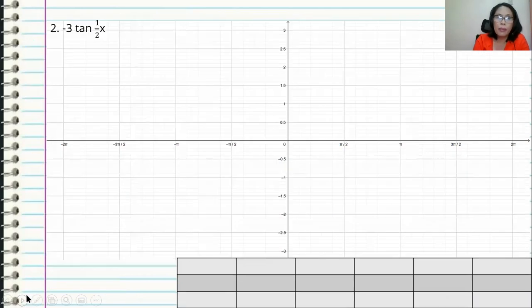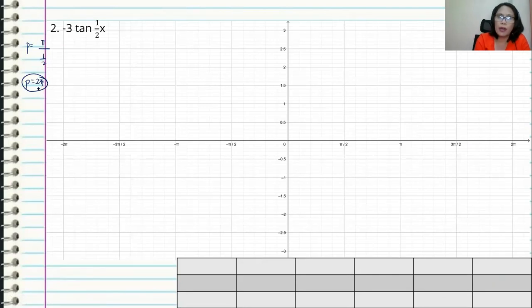So next we have negative 3 tangent 1 half x. So the period is equal to pi over b. B here is 1 half. So this is pi over 1 half. So p here is 2 pi. Okay? So p is 2 pi.